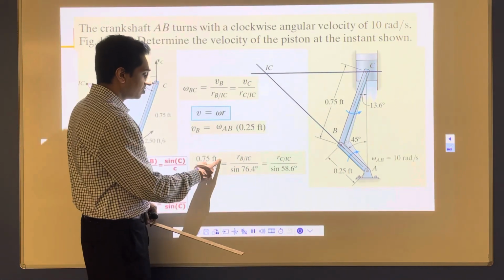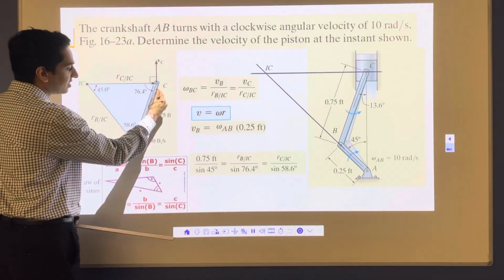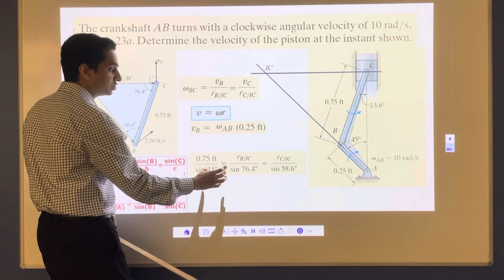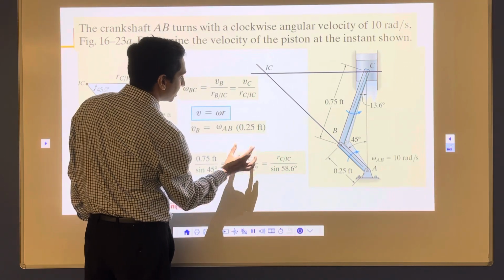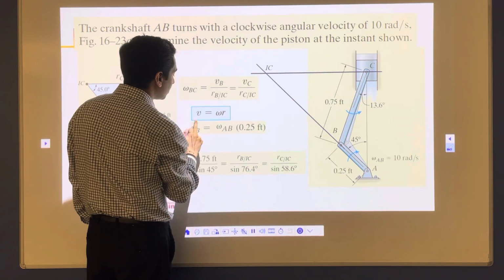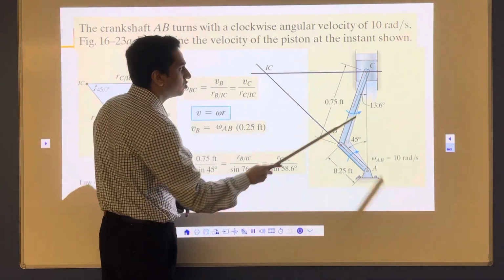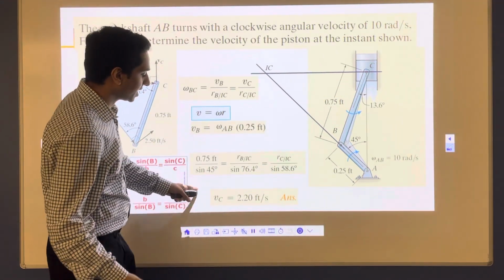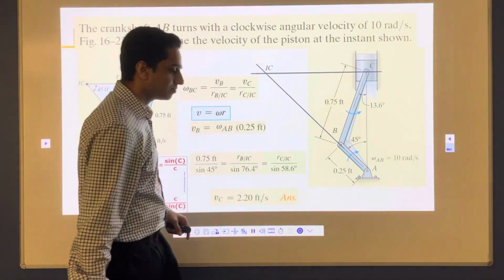All you do is that now you have this one length, you know this angle 45, you have 0.75 feet here. I'm going to put that there, and based on that relationship, I'm going to calculate this part and this part. And once I have that, I'm going to take that value here, this value here, and then I can calculate VC. I already have VB here, and once I have that, I can calculate value of VC in upward direction. So all you have to do is solve this one, and then you will get final answer as VC is equal to 2.2 feet per second.